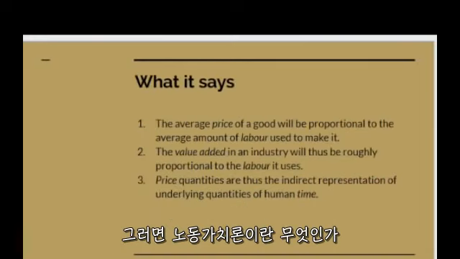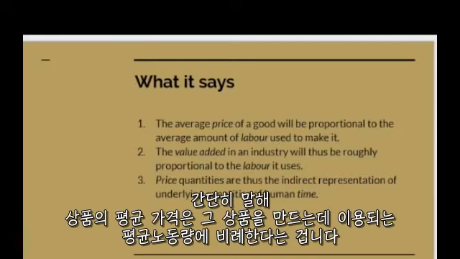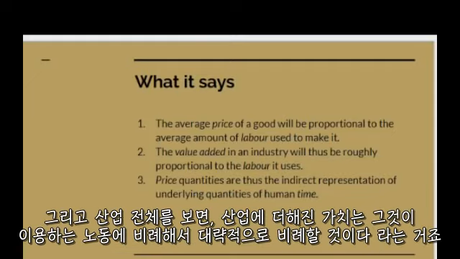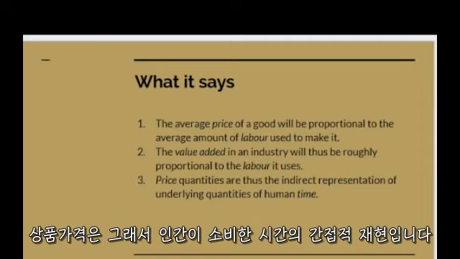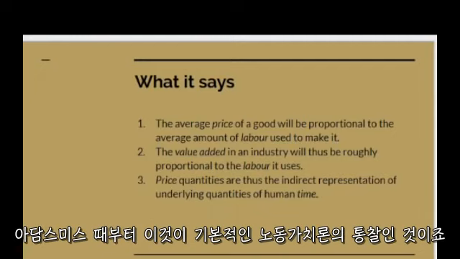What does it say then? At its simplest, it says that the average price of a good will be proportional to the average labour used to make it. And if you look at a whole industry, the value added in an industry will be roughly proportional to the labour that the industry uses. Price quantities, therefore, are seen as the indirect representation of underlying quantities of human time. This is the basic insight of the labour theory of value from Adam Smith onwards.